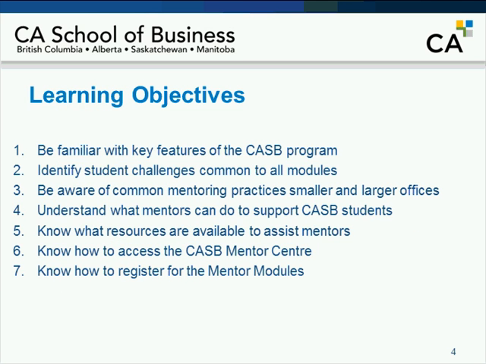So by the end of today's session, you'll be familiar with some key features of the CASB program. You'll also be able to identify some student challenges that are common to all the modules. You'll be aware of common mentoring practices, and those would be both at smaller and larger training offices. You'll understand what you can do as mentors to support your students. You'll also know what resources are available to assist you, and you'll know how to access the CASB Mentor Center and how to register for the mentor modules.